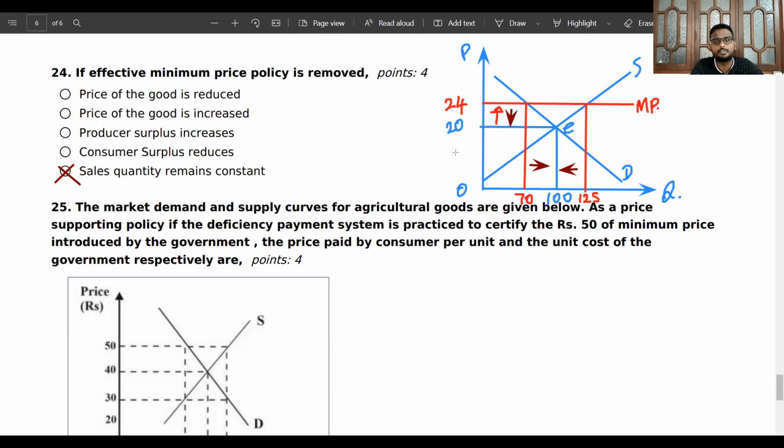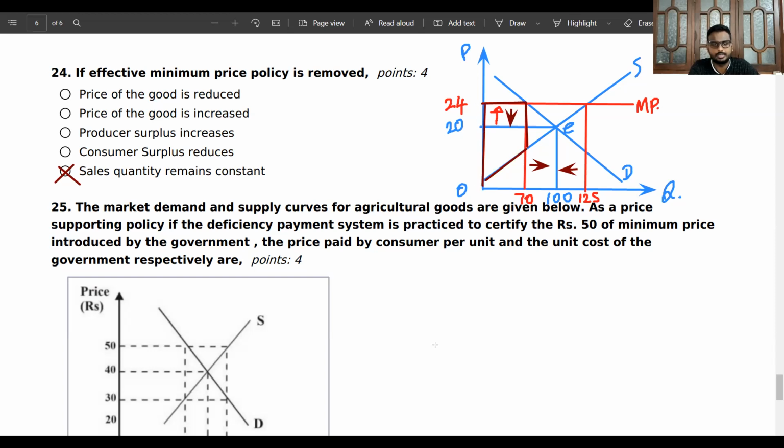Producer surplus will drop, because the producer earlier was... that's actually debatable based on certain things we'll have to find out. If the producer was able to sell all 125 units, that means producer surplus would have been here, right? But now producer surplus has come back to this small triangle. Or if the producer was only able to sell 70 units, that means producer surplus would have been this.